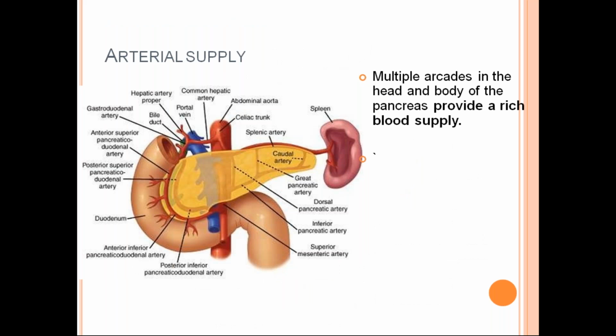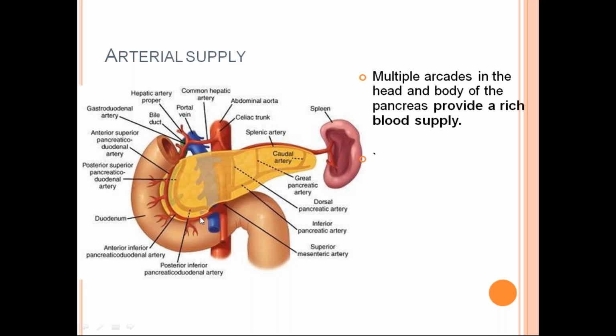Okay. Coming to the arterial supply, the pancreas has multiple arteries. The major arterial supply to the head and neck is from the superior pancreatico-duodenal artery and inferior pancreatico-duodenal artery. The superior pancreatico-duodenal artery is a branch of the gastroduodenal artery. This superior pancreatico-duodenal artery is again divided into anterior and posterior. You can see here, this is the anterior one and this is the posterior one. Okay, this is the superior.